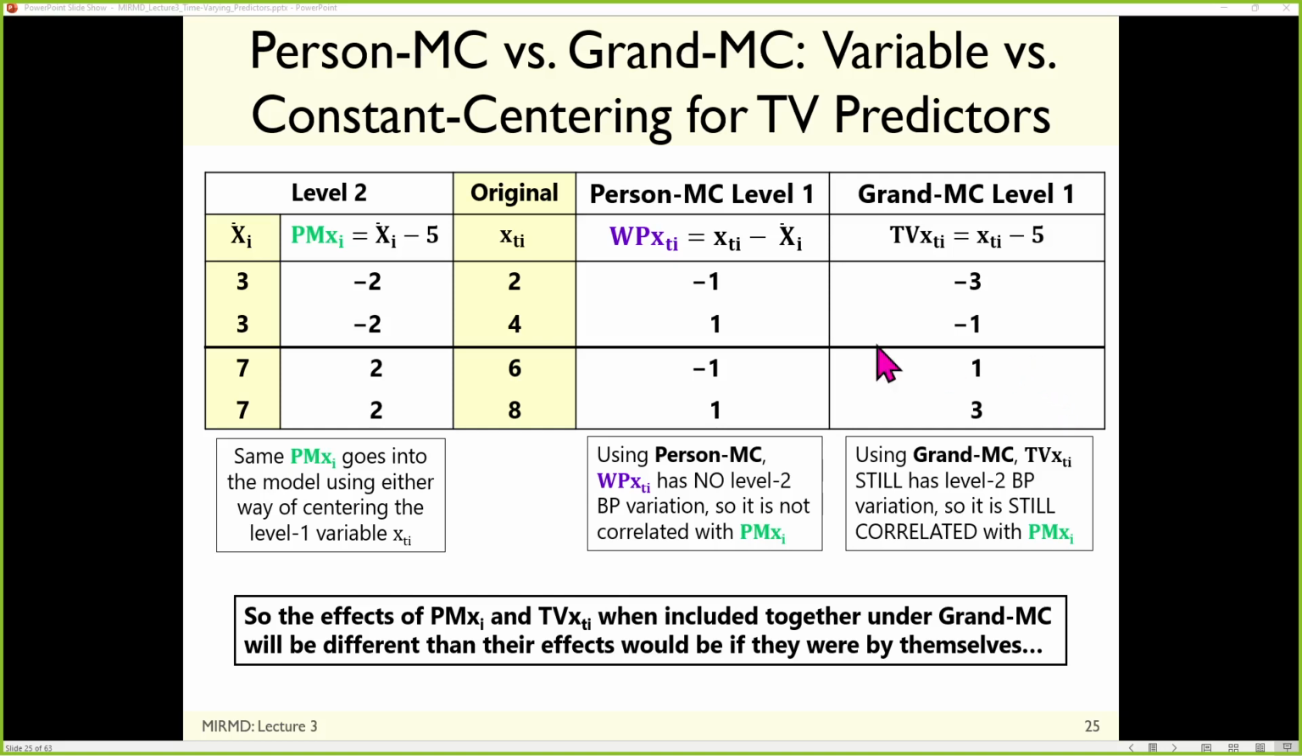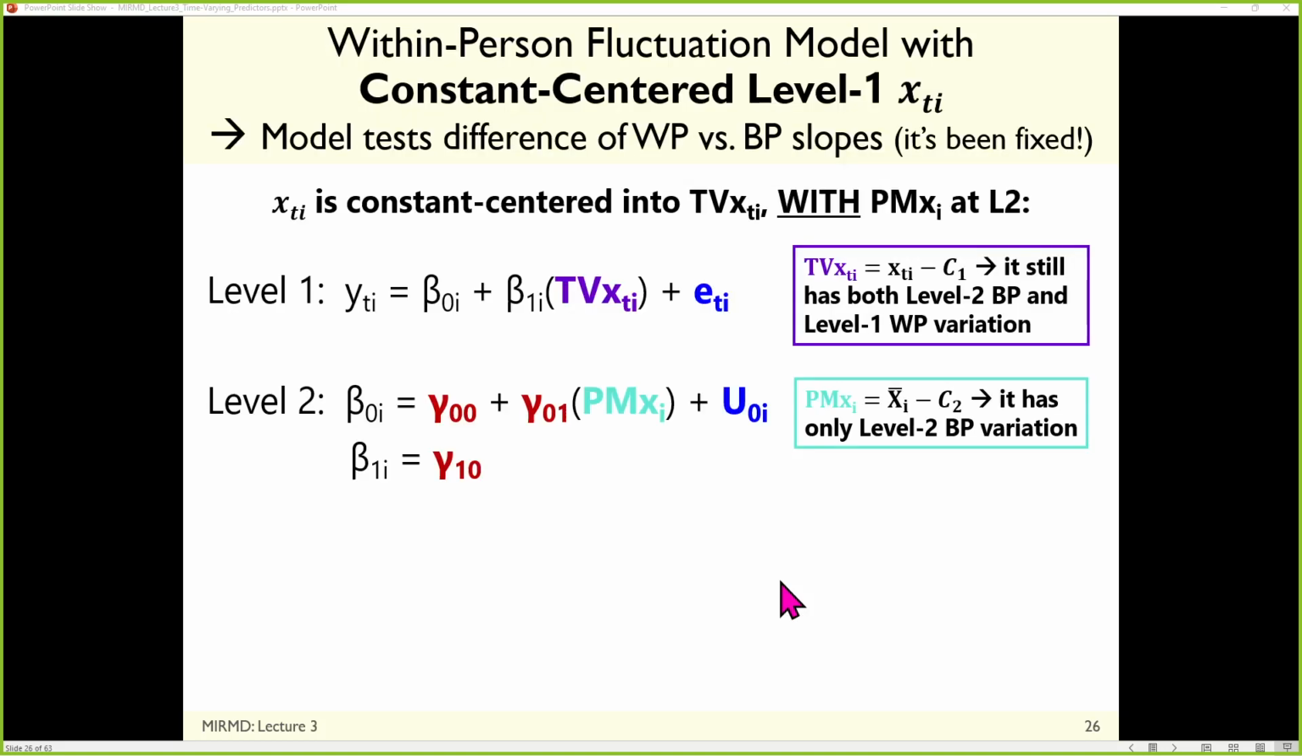So the question then is, how does the story change if I put in grand mean centered column as level 1 instead of this one? And it changes in a way that is anticipated but somewhat difficult to explain. So I'm changing the colors here because I now have a different interpretation of what's going to happen to person mean x. So let's say that I put in the time-varying predictor at level 1, grand mean-centered or constant mean-centered, centered at a constant, not a variable, okay? And I put in the person mean here.